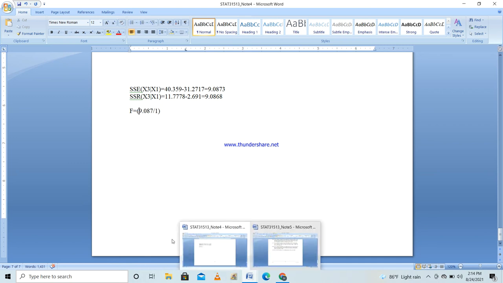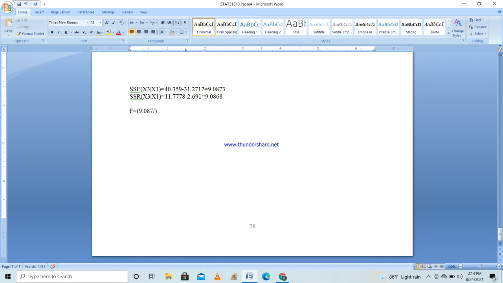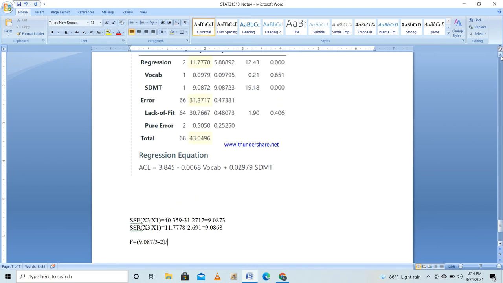So in the F statistic, this is your numerator. If that is not clear for you, I'll just write: in the full model, you have 3 parameters minus in the reduced model 2. So this whole thing we have to divide by the error sum of squares of the full model. Here that is 31.2717, divided by n minus p minus 1. Here n is you have 69 observations, n minus p minus 1. So p is the number of parameters in the full model, 3 minus 1 here. So in that case, that is 3 plus 1 is 4, 69 minus 4, that is 65.